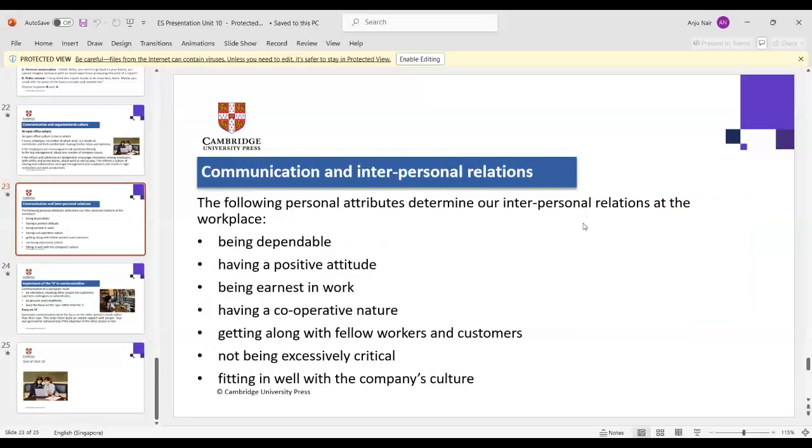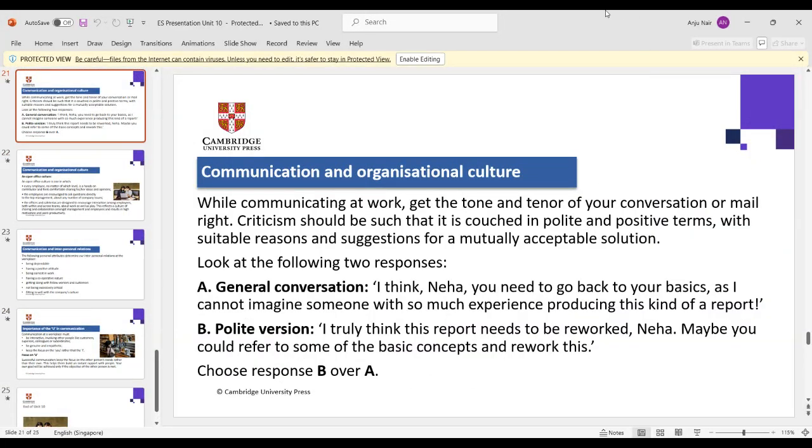Okay, so in an organization, there is a communication flow within the organization, and there are channels existing in an organization, which I already discussed. So why is there a need for effective workplace communication? Why is that important? The tone and tenor of our conversation is important.